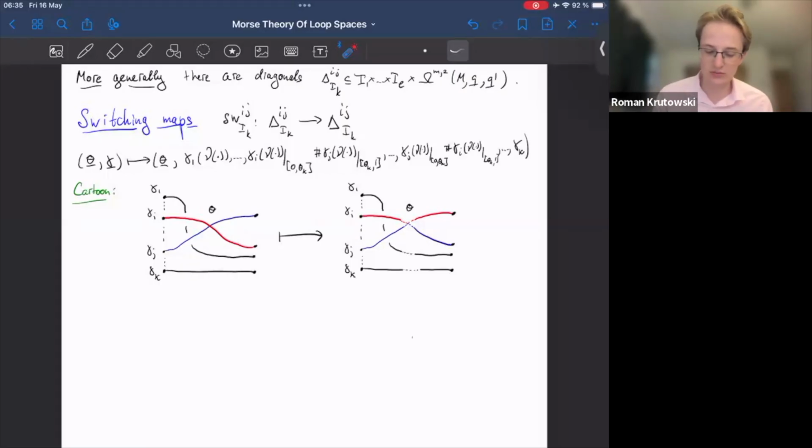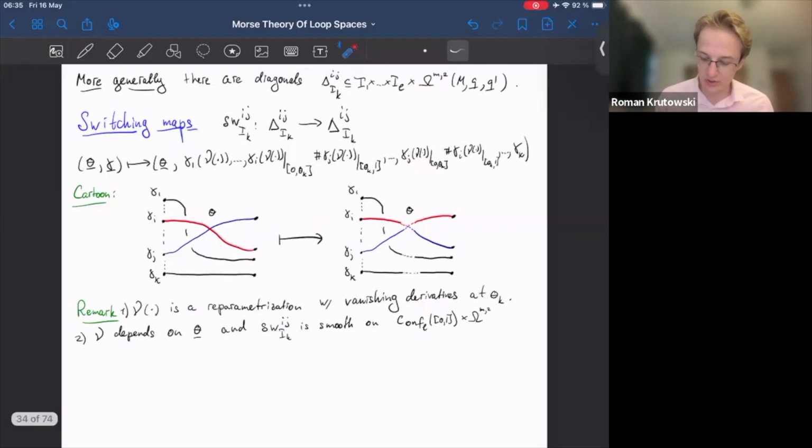And to stay within a good level of differentiability, we unfortunately need to precompose. One way to do this is to precompose with a certain reparameterization which has all its derivatives vanishing at those moments theta where things intersect. Maybe that's not the most beautiful thing to do, but it's a natural thing to do.